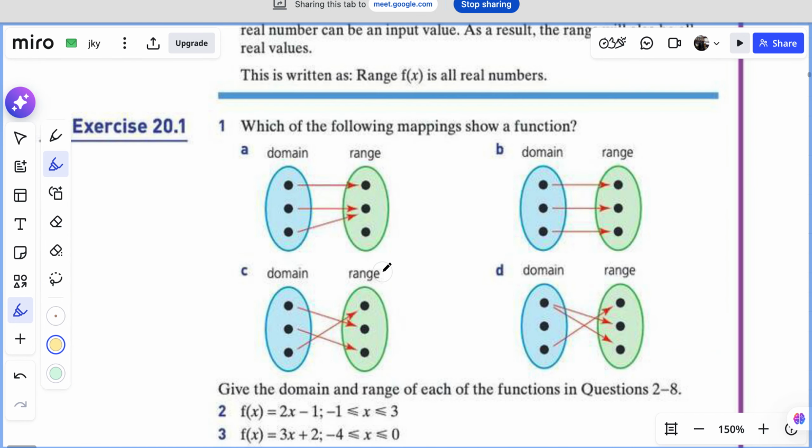Is that okay? That is an overview of a function, the mapping in a function.